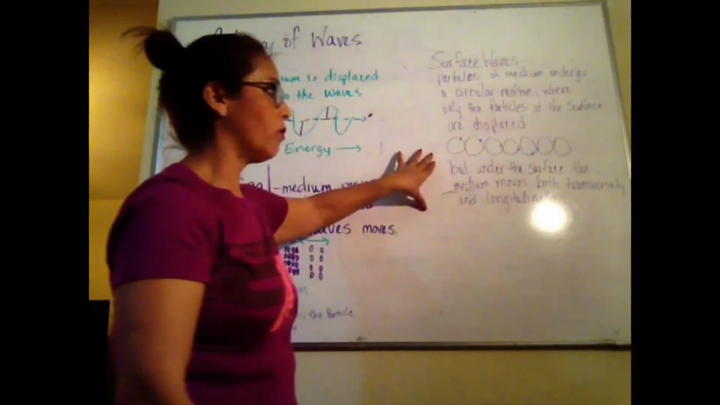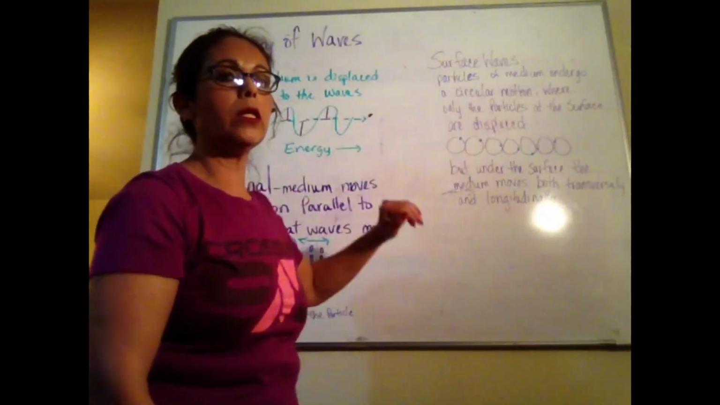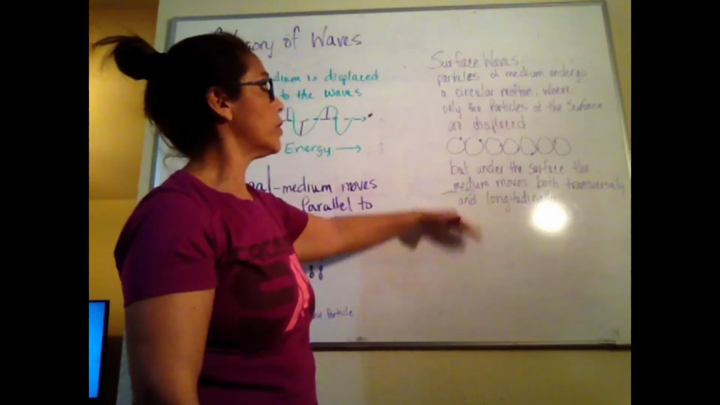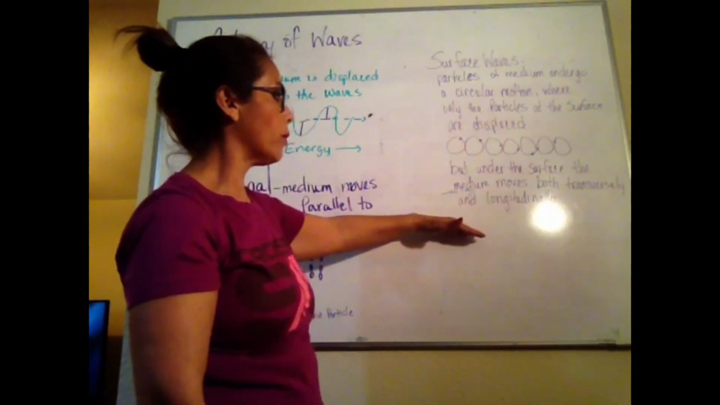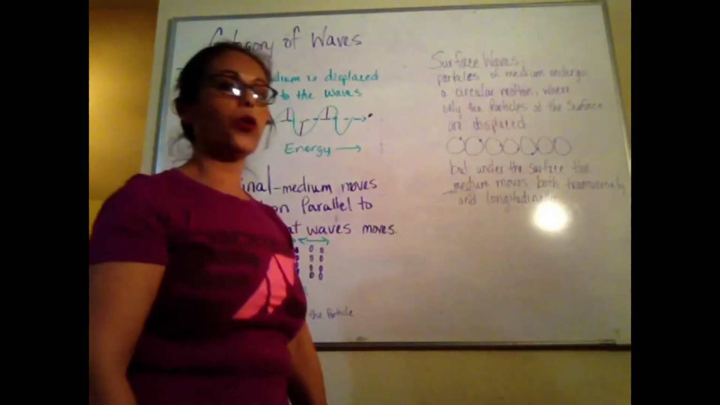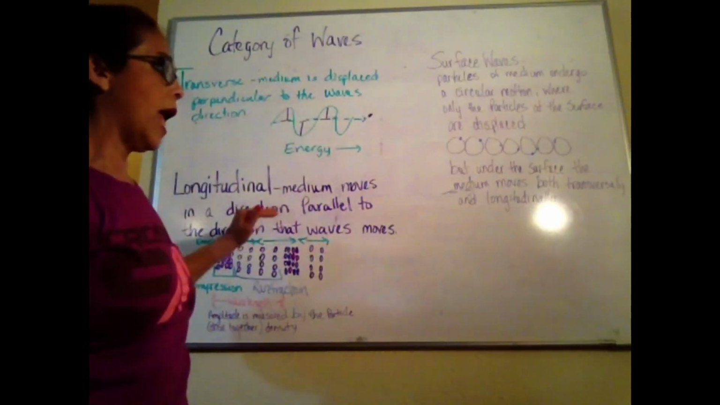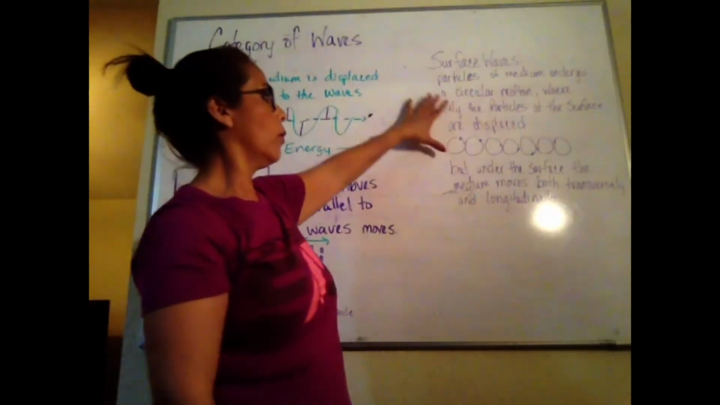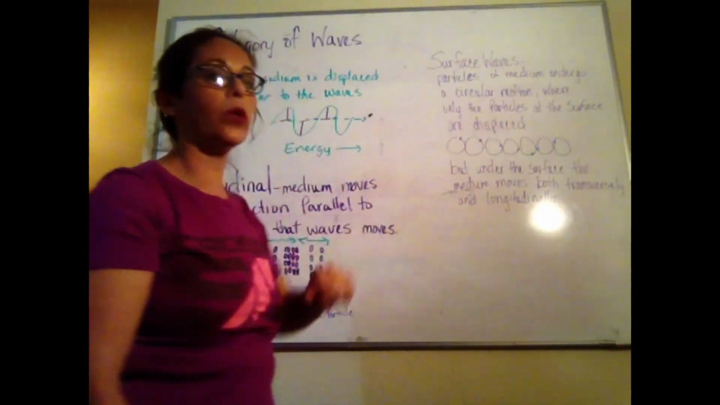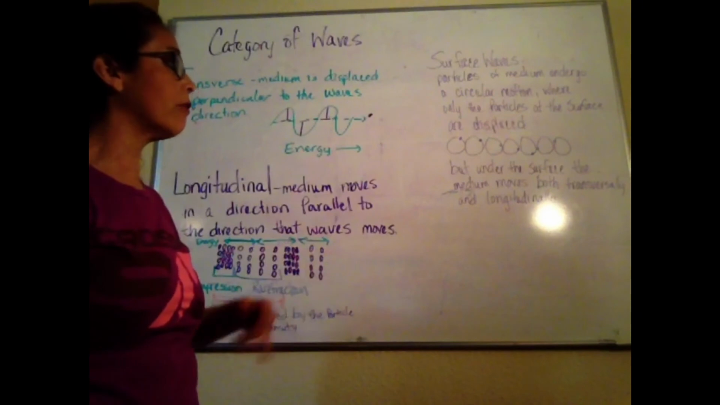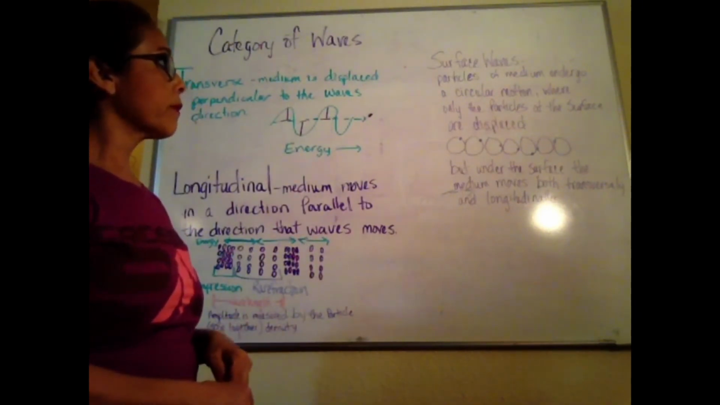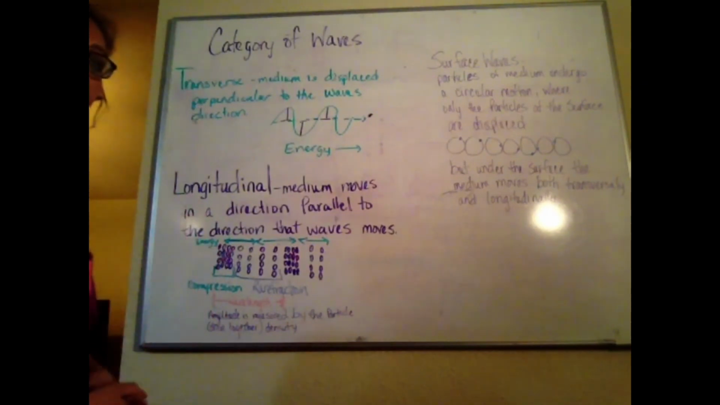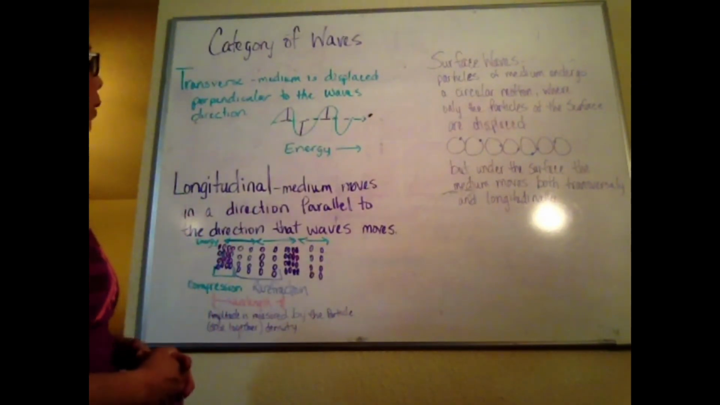On this type of wave, the only place you really see displacement is at the very top. At the bottom, underneath the surface, that's why they're called surface waves, the medium is both traveling transversely and longitudinally. So we have all three motions going on really with surface waves, but we only really see the movement at the very top.